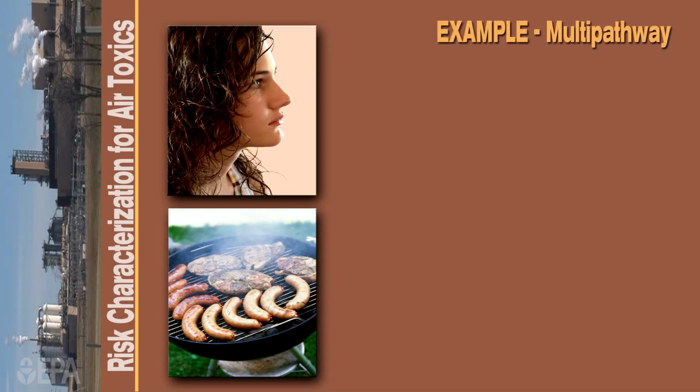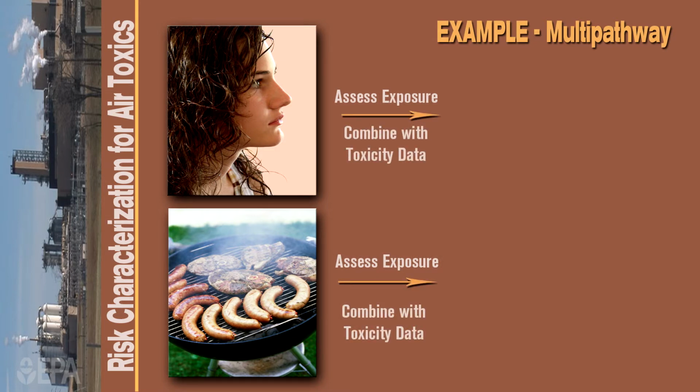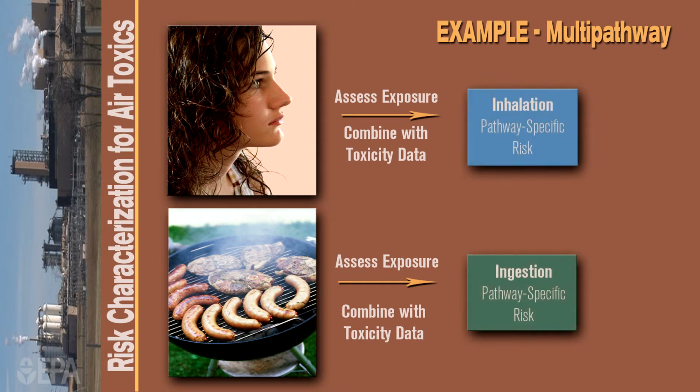So here's an example of a single chemical released from a single facility that makes its way to the air you breathe and the beef you eat. For each pathway, you have to assess the exposure, identify the toxicity associated with each route of exposure, calculate the risk for each pathway, and then sum across all the pathways to get the total risk, if appropriate.